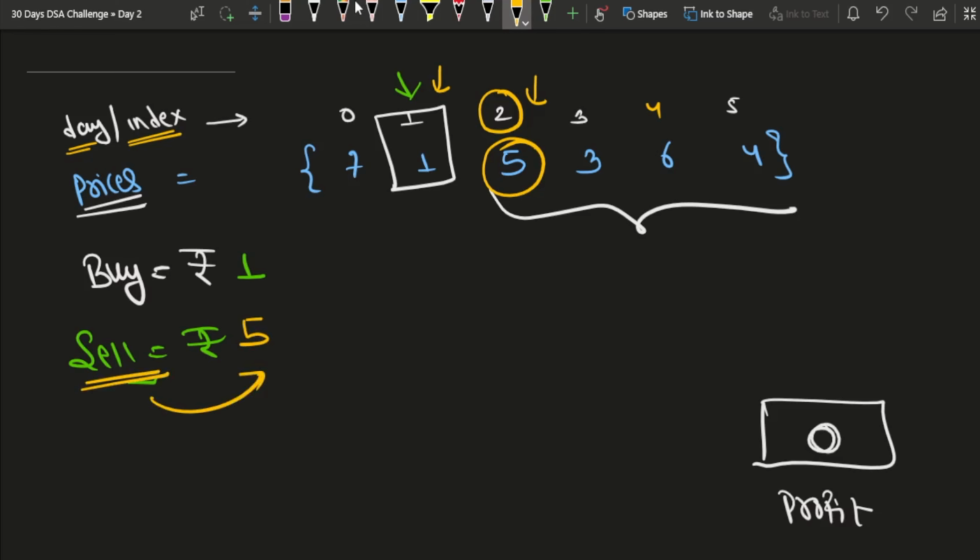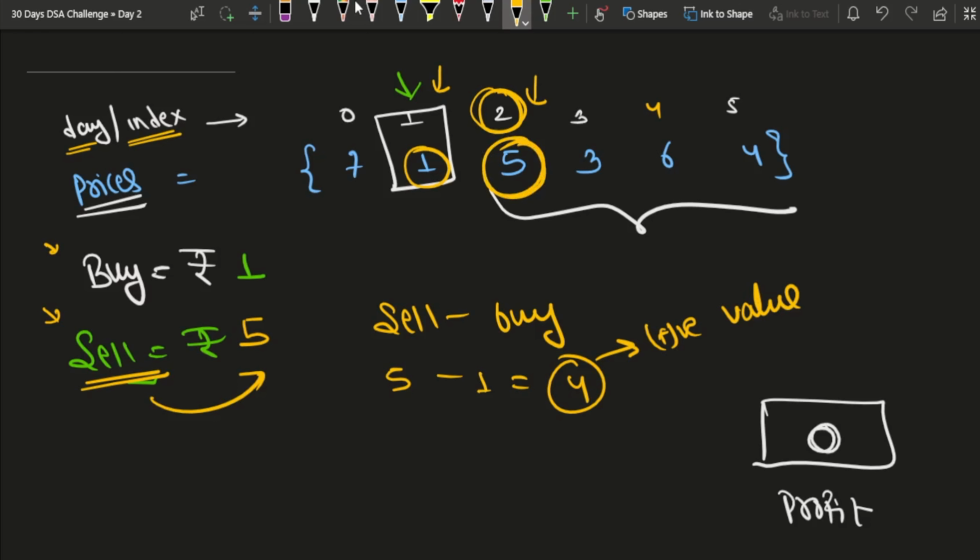Okay, now we will calculate a profit. What is profit? It is very simple. It is sell minus buy. Now what is the value in the sell variable? It is 5. What is the value in the buy variable? It is 1. So 5 minus 1 is equal to 4, and it is a positive value. What does it signify? It signifies that if you buy the stock on day number 1, which will cost you 1 rupee, and if you sell the stock on day number 2, which will give you 5 rupees, then you will make an overall profit of 4 rupees.